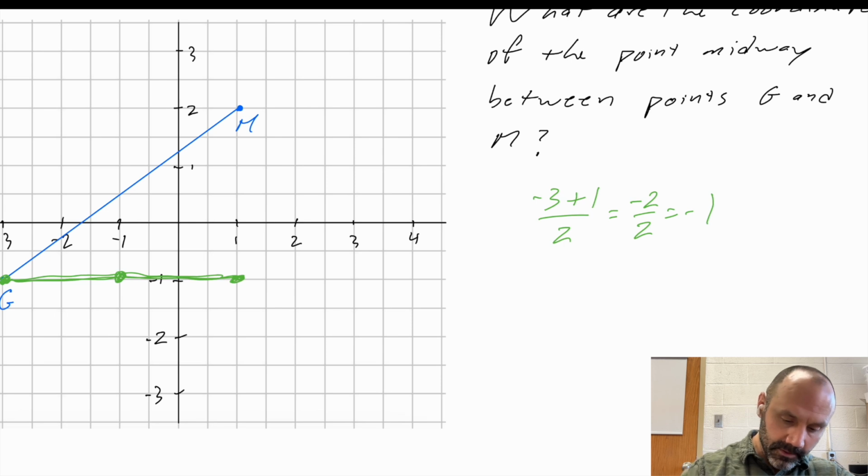Okay, so up from there. This is going to have an x coordinate of -1. And then vertically, I'm going from here, which is -1, up to 2.